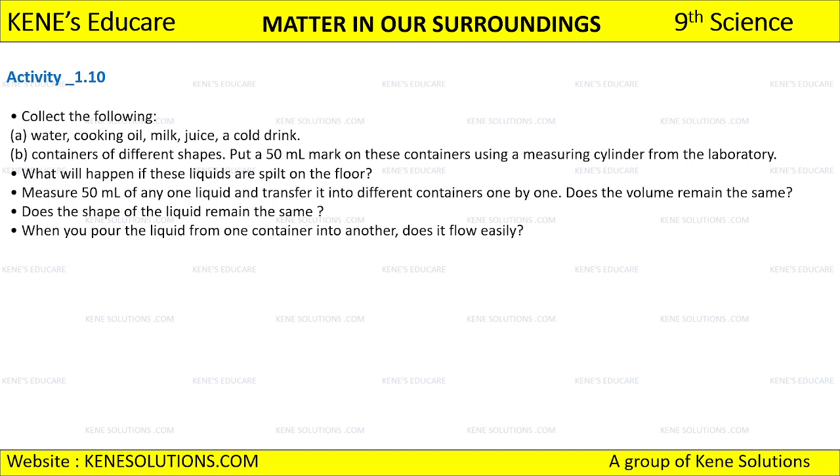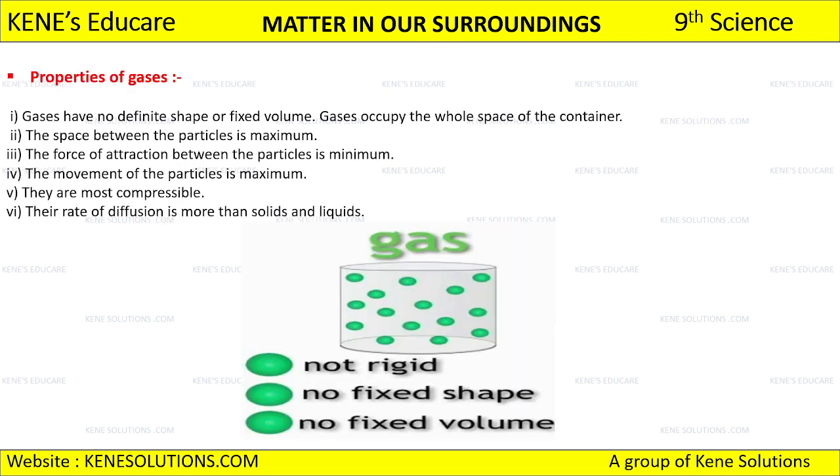I hope every one of you has taken a note of the answers to the activity question. Now the next thing that we have to study is properties of gases. You have studied the properties of solids, the properties of liquids, and now the third state of matter that we have is gases. So let's see what exactly it is. Gases have no definite shape or fixed volume.